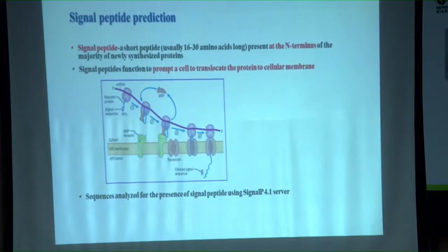Because of the signal peptide. In most cases of newly synthesized viral protein, there is a signal peptide. So what is a signal peptide? A signal peptide is a short peptide, basically 15 to 30 amino acids in length, mostly located at the N terminus of the protein. The purpose of the signal peptide is to translocate the protein to the membrane.